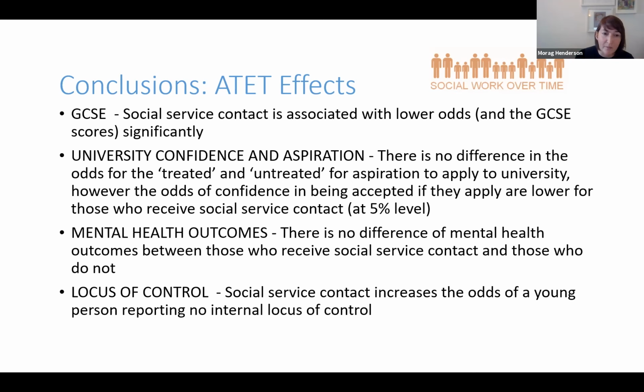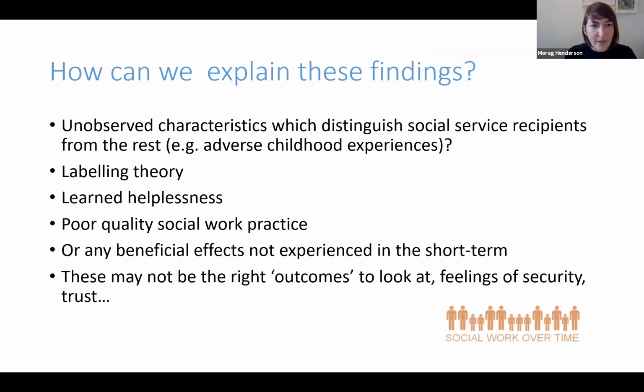No difference on mental health outcomes, and social service contact increases the odds of a young person reporting no internal locus of control, but that is a more marginal and mixed finding. In terms of how we can explain these findings, I think it's still a bit of a puzzle. It could be that there are unobserved characteristics that distinguish the social service recipients from the rest, and that I've just not been able to take into account in the models, or that is observed in the data. It could be ideas of labeling theory, which I mentioned in the presentation, but it also might be learned helplessness. Those who receive more help become more helpless themselves.